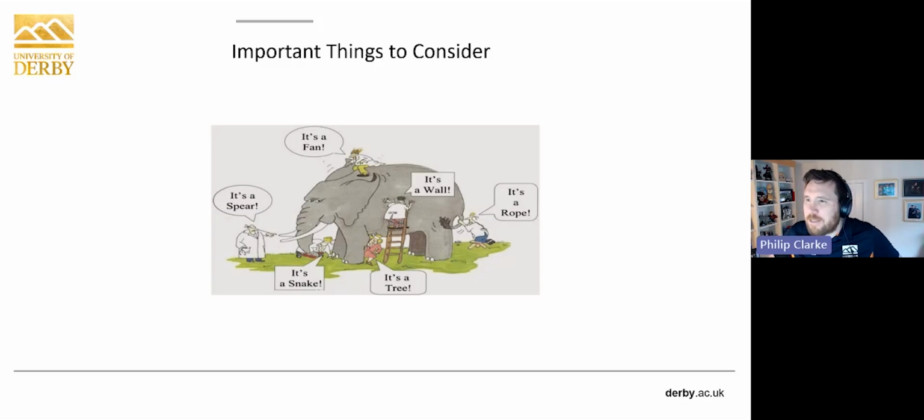But what it's highlighting is the trunk. Is it a snake? The tusks, is it a spear? The ears, is it a fan? The stomach, is it a wall? The legs, is it a tree? The tail, is it a rope? And all that highlights is that perspective plays a massive part. And we're going to have a little go at that in these next couple of activities.